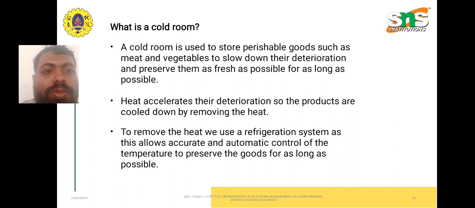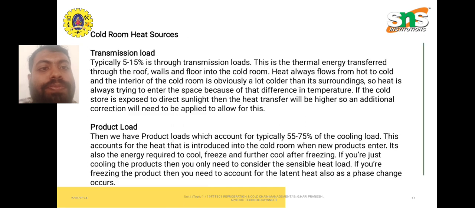What is a cold room? It is used for storing perishable goods such as meat and vegetables to slow down their deterioration and preserve them as fresh as possible. Heat accelerates their deterioration, so the product should be cooled down by removing the heat. To remove heat, we use a refrigeration system, as it allows accurate and automatic control of the temperature to preserve the goods for as long as possible.